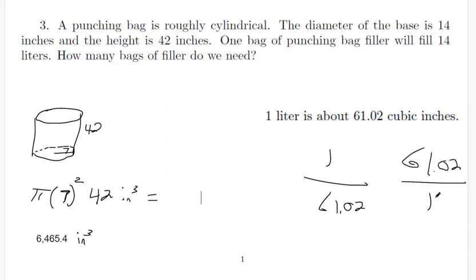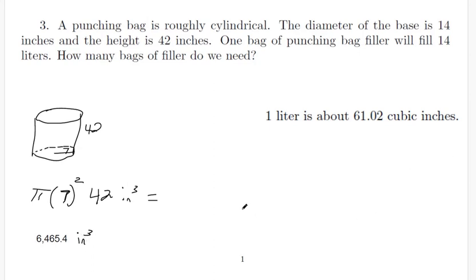The one I want is this one over here because I want inches in the denominator. That way the cubed inches can cross cancel. Okay? So I'm going to multiply this by 1 liter over 61.02 cubed, oops, why did I write an M? Cubed inches. So the cubed inches cross cancel.